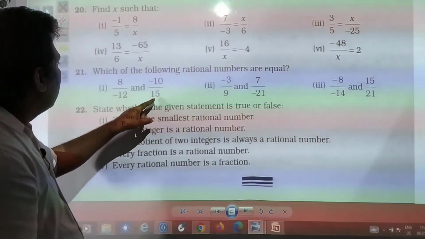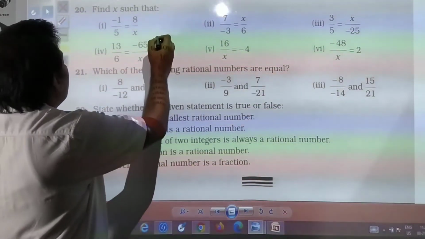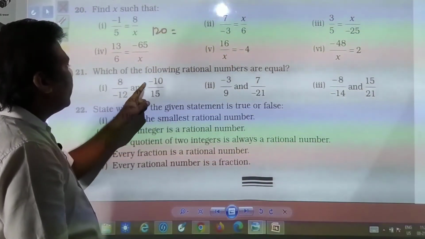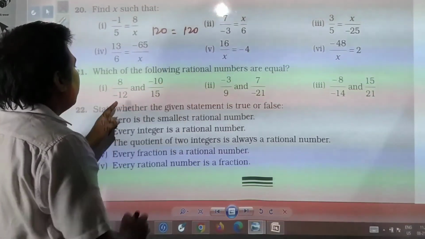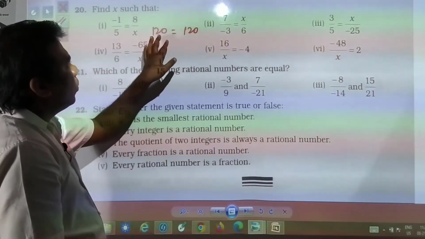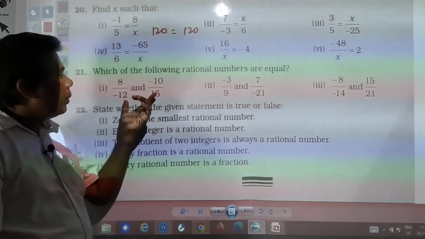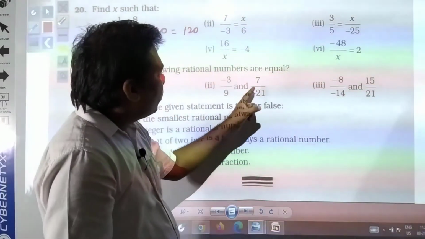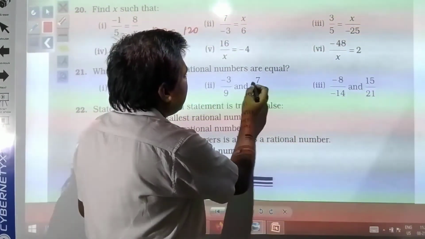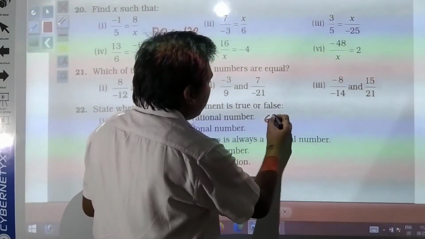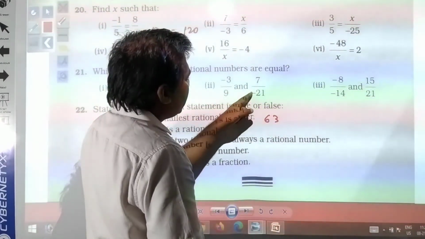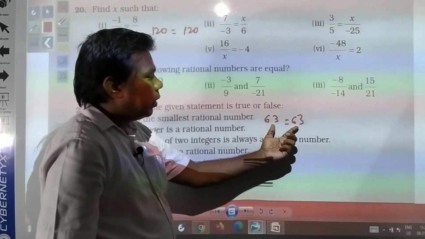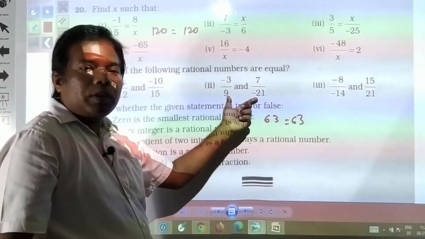Suppose 15 into 8 is 120, and that is equal to 12 into 10, 120, minus into minus is plus. So 120 is equal to 120. It means both are equal. In the same way you check these also, you need to multiply. Just you see 9 sevens are 63, and here you multiply, minus into minus is plus, 3 ones are 3, 3 twos are 6. So if it is coming equal, it means both rational numbers are equal.